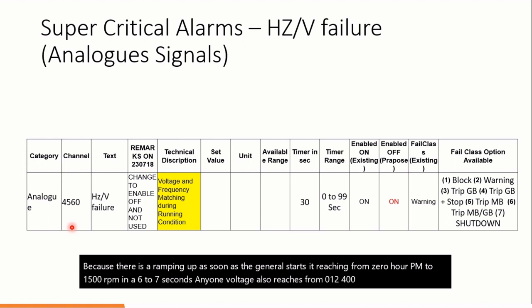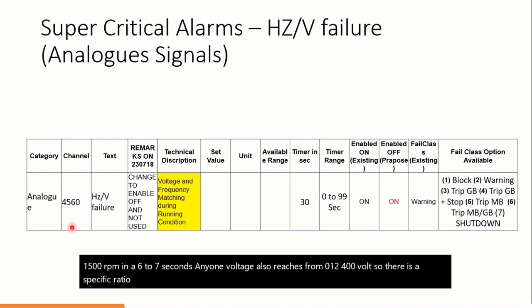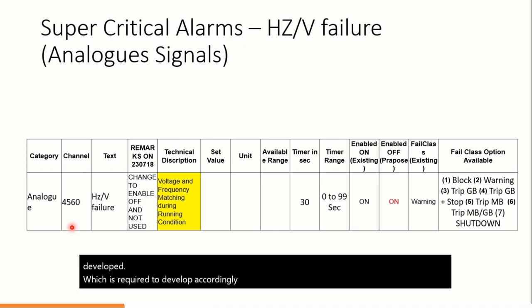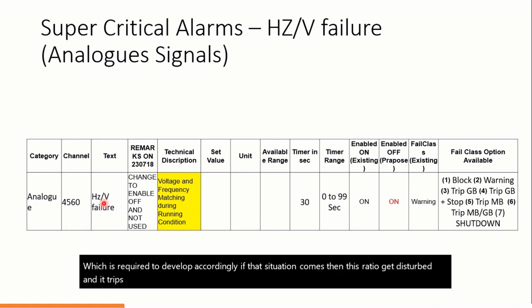So there is a specific ratio of frequency and voltage. Let's say if frequency, as rpm, is increased but voltage is not developed accordingly, then this ratio gets disturbed and it trips the engine. So this is also one of the alarms which gives us an idea that there is no synchronization between the speed and voltage build up, and this is what it indicates.